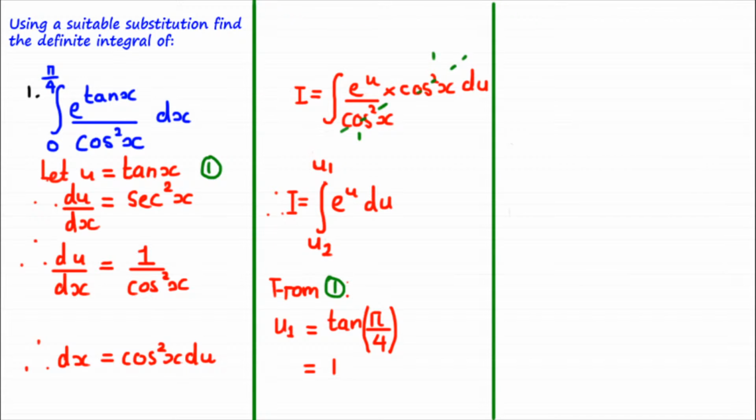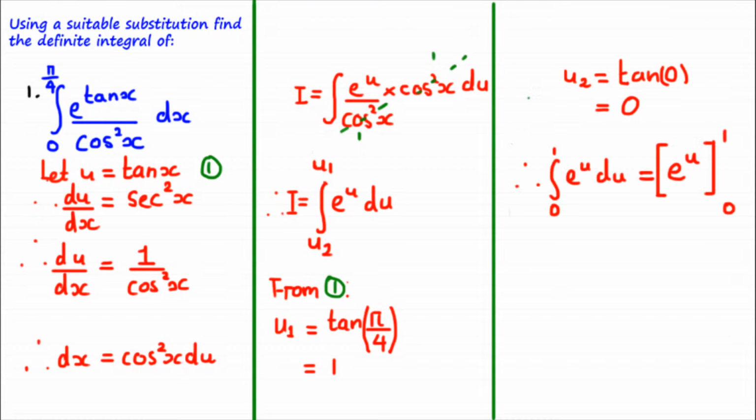I'll always advise you to keep your calculator in radians, of course, at A level when you're dealing with trigonometric functions in general, okay? And to find the lower bound, u2, we simply plug in tan of 0 into our calculators, and that gives us 0, okay? So integrating between the two bounds, we get a final answer of e to the power of 1 minus e to the power of 0, which gives us e minus 1 as our final answer.